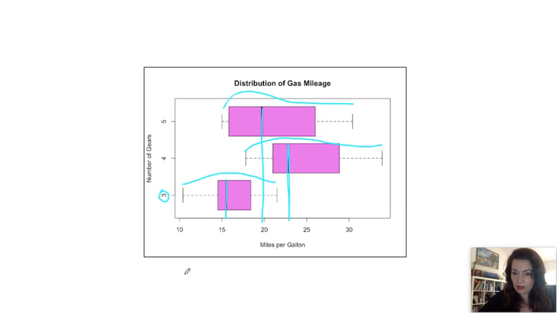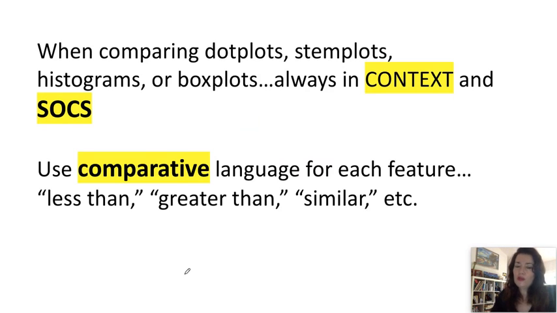All right, so remember when comparing dot plots, stem plots, histograms, no matter what it is, you're always going to use context, so make sure you talk about what it is you're looking at and describe it using SOCS, meaning shape, outlier, center, and spread. Remember to always use comparative language, such as less than or greater than or similar. Remember, do not use definite language. You want to say approximately. You don't want to use anything definite.